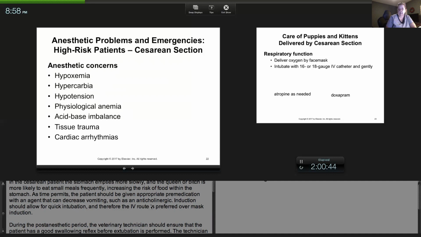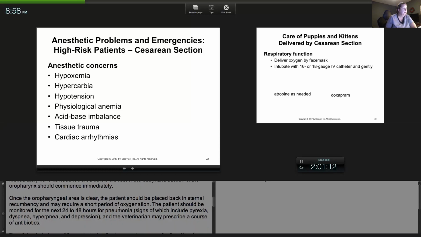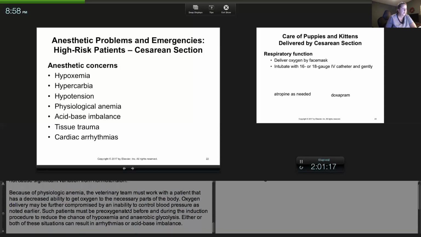Now there's a note under here, it says if time permits, give them a pre-med. We don't usually use an anticholinergic, but it says you want quick intubation. Because they're a high vomiting risk, the longer it takes you to get them intubated and secure an airway, the higher the risk of aspiration. So that's another pro for propofol or alfaxalone. Those two, you can get very quick intubation. Those would be my top two if I need to get a patient intubated quickly.